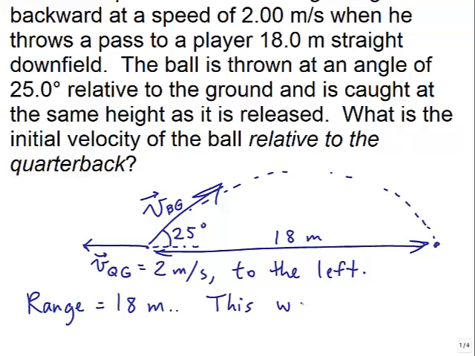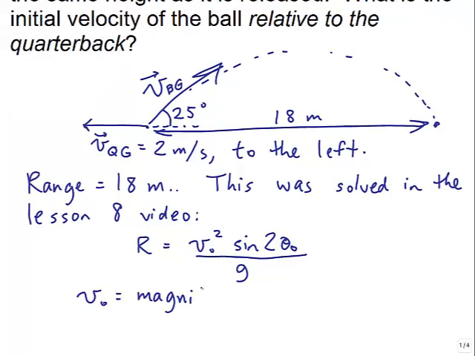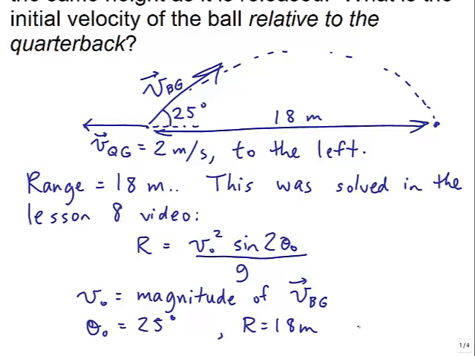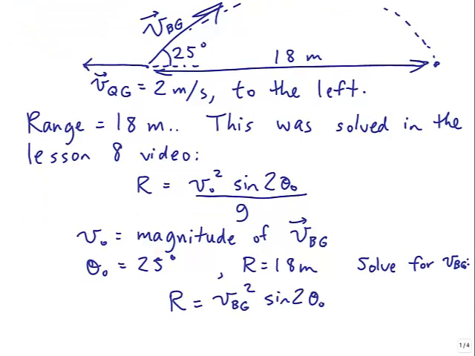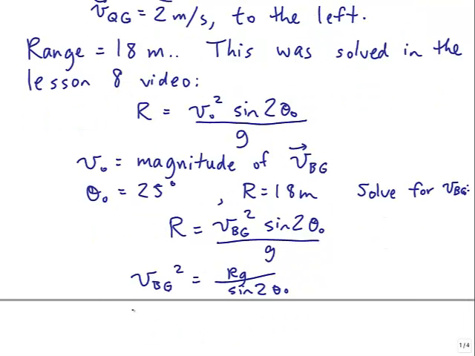And I don't know if you remember, but in the last video, the lesson 8 video, we solved this to be R is v squared sine 2 theta over g. That was the range. Where in our case, this v0 is the magnitude of the initial velocity of the ball relative to the ground. The theta is 25 degrees relative to the ground, and we know the range is 18 meters. So we can solve this equation for vBG. Writing it out again, R is vBG squared sine 2 theta over g. We can multiply by g, divide by sine 2 theta to get vBG squared, take the square root. It's the square root of Rg over sine 2 theta.